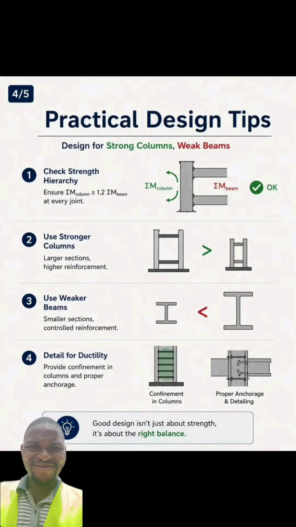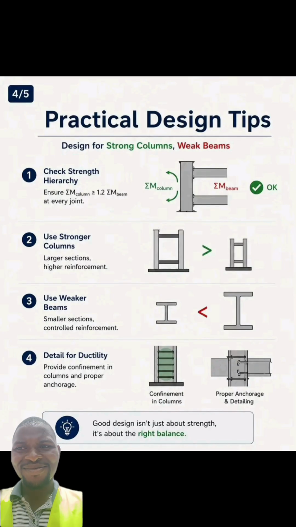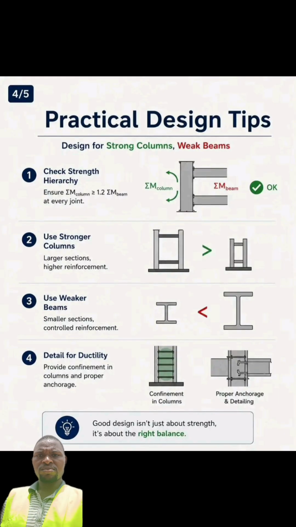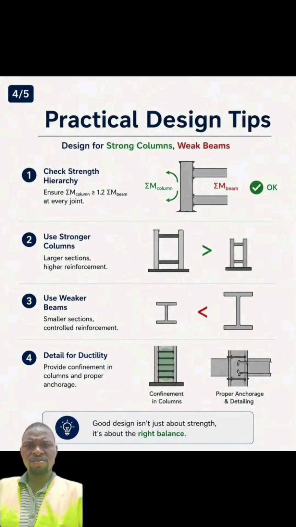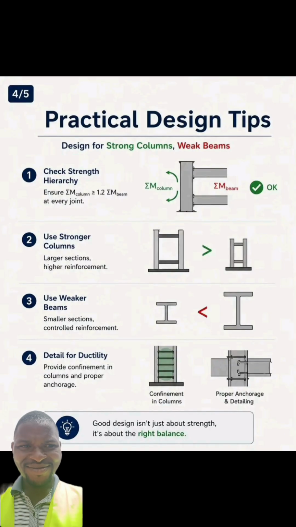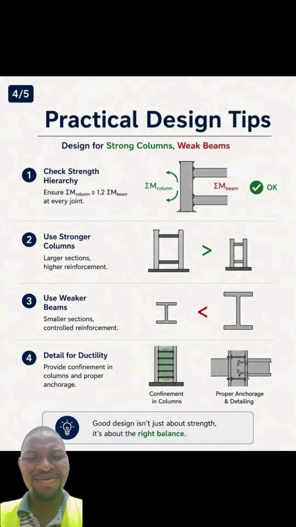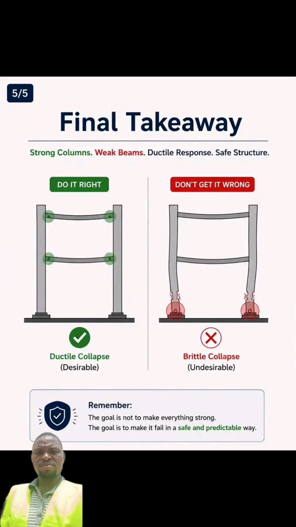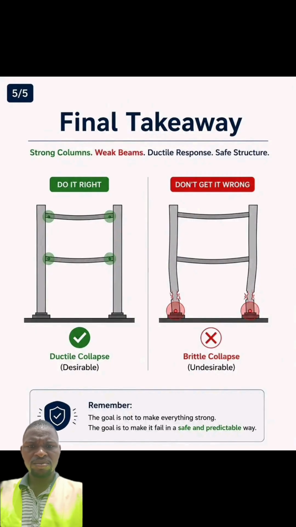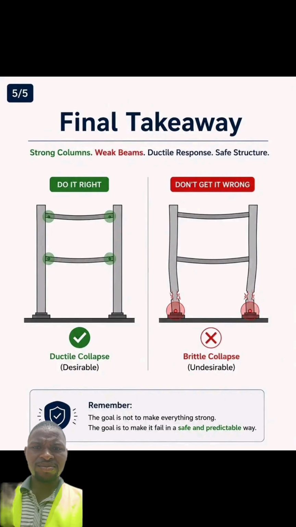Then good design isn't just about strength, it's about the right balance. Make sure your beams are appropriately placed, your columns are designed very well to carry the whole strength that is required for the building. So final takeaway: strong columns, weak beams, ductile response, safe structure. So this is how to do it right, and this is how to get it wrong.